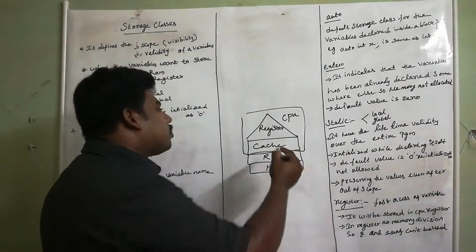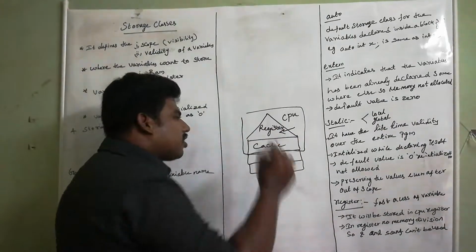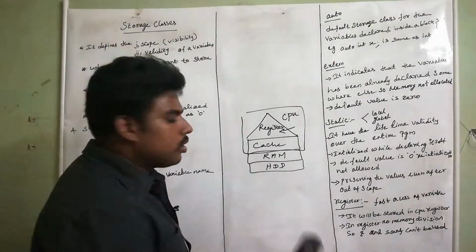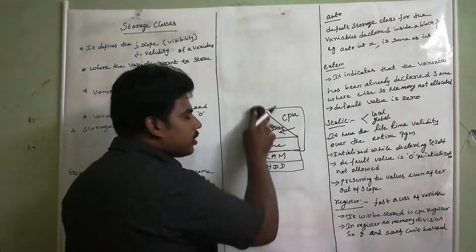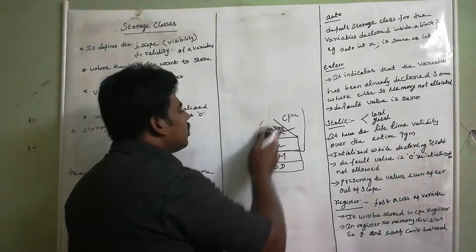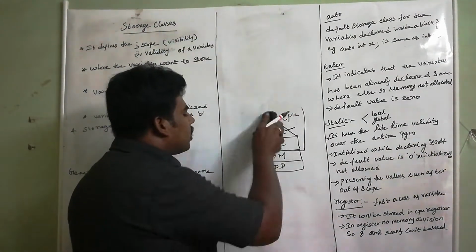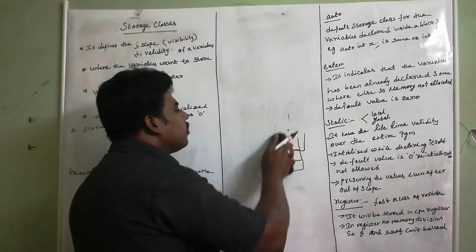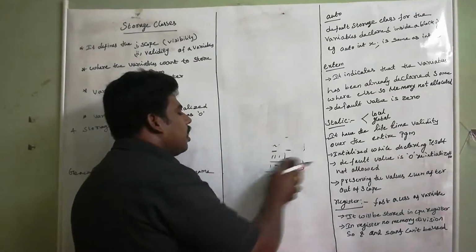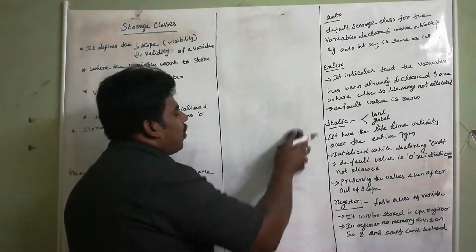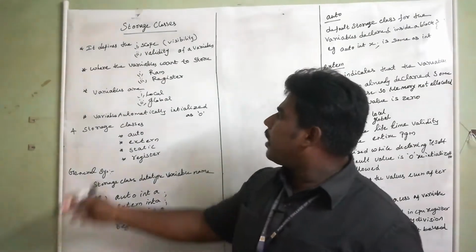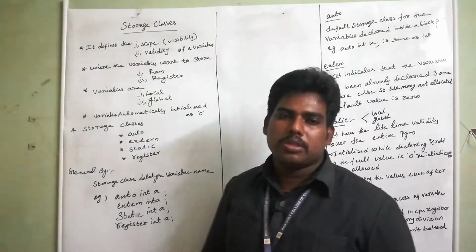So if I store the variables inside the register, the processor will access those variables very fast. That's the reason we are able to store the variables in register also, for frequent access. So the second purpose determines where the variables are to be stored.